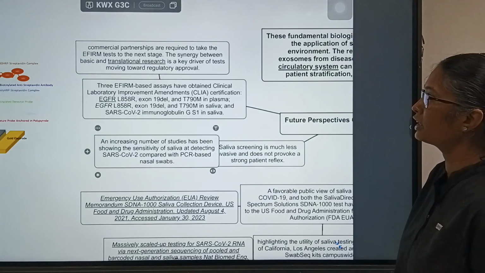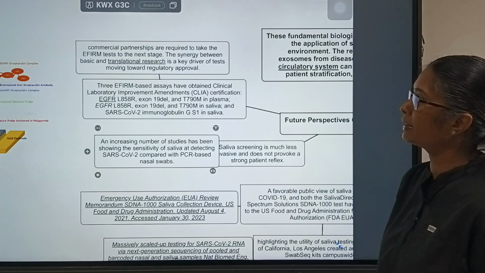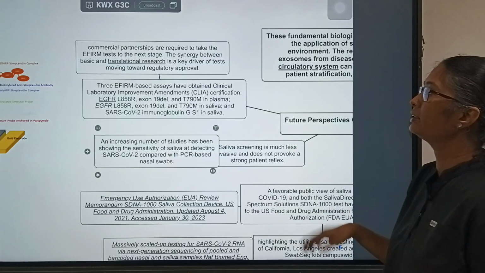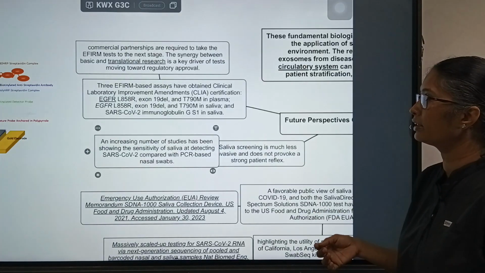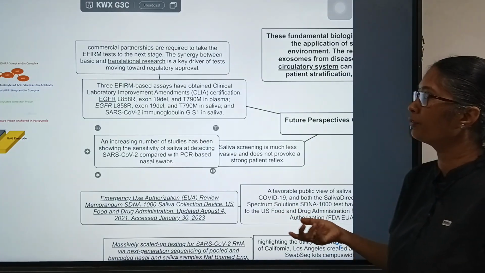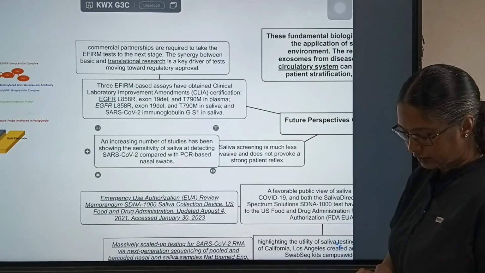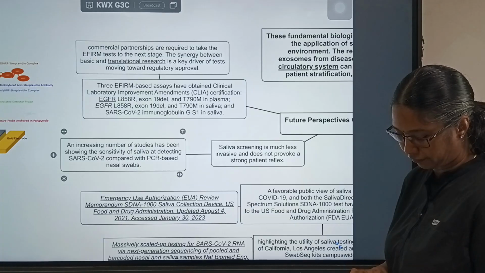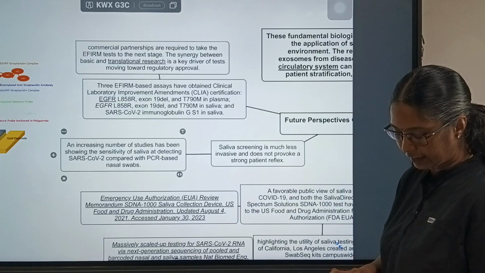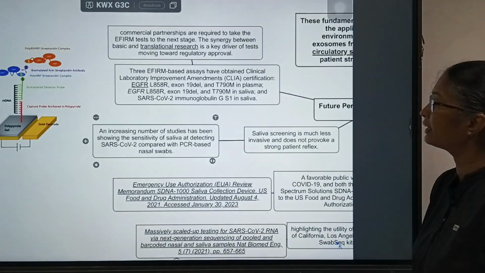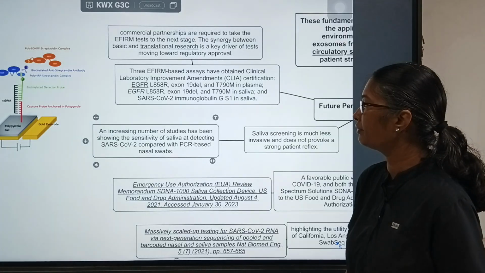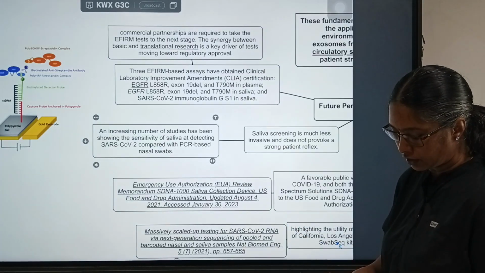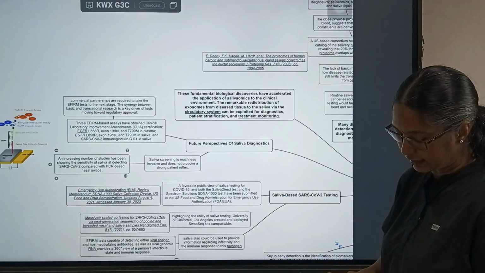And commercial partnerships are required to take the EFIRM test to the next stage. So there should be a synergy between basic and translational research, which is a key driver of tests moving towards regulatory approval. Saliva screening is much less invasive and does not provoke a strong patient reflex. An increasing number of studies have been showing the sensitivity of saliva at detecting SARS-CoV-2 compared with PCR-based nasal swabs. So these are the future directions of salivary diagnostics.